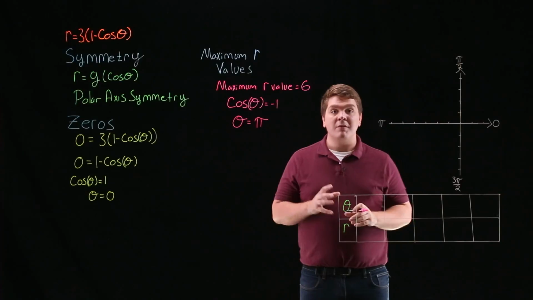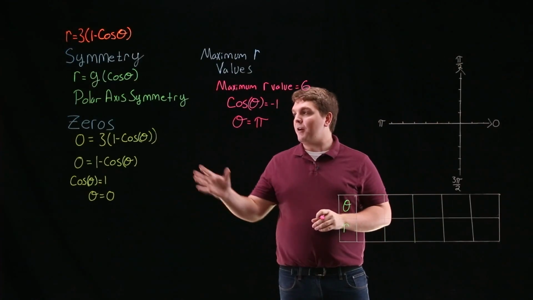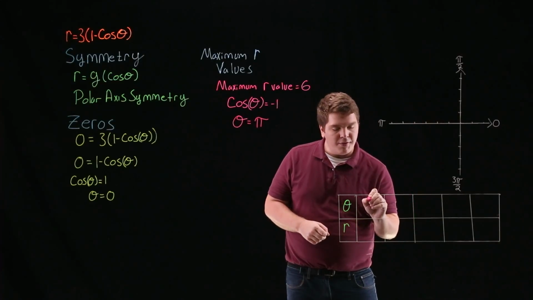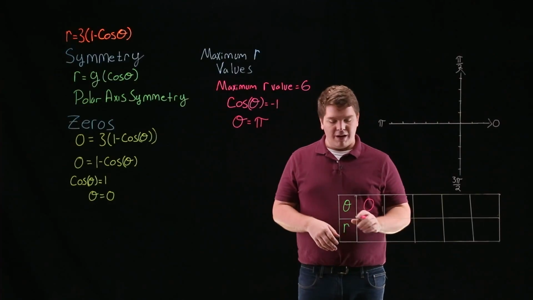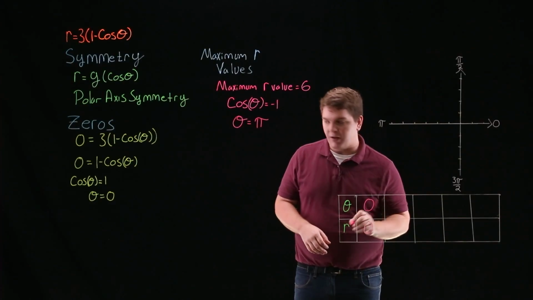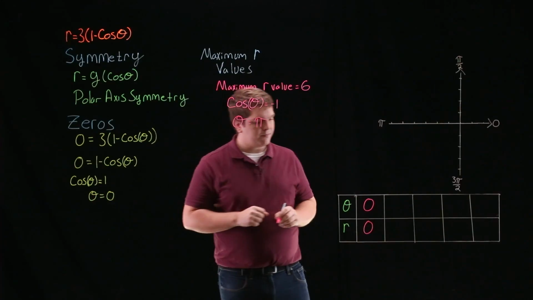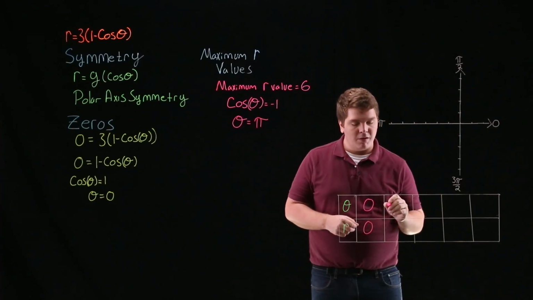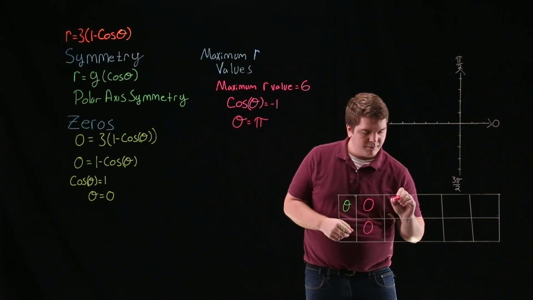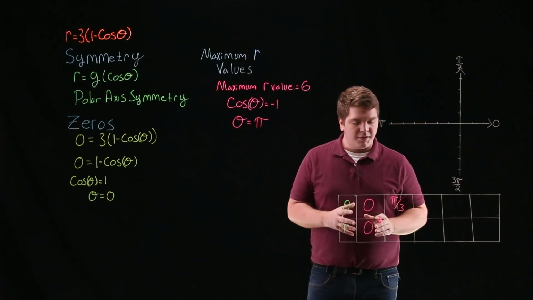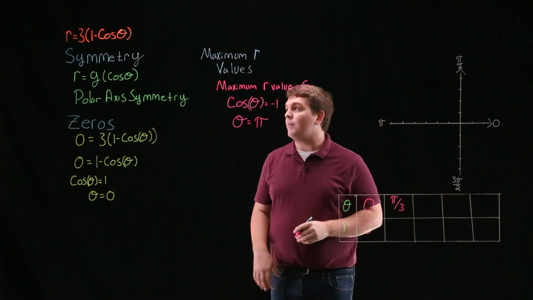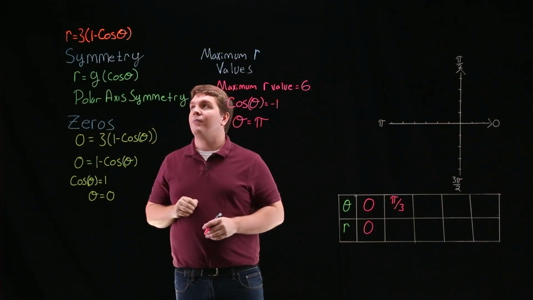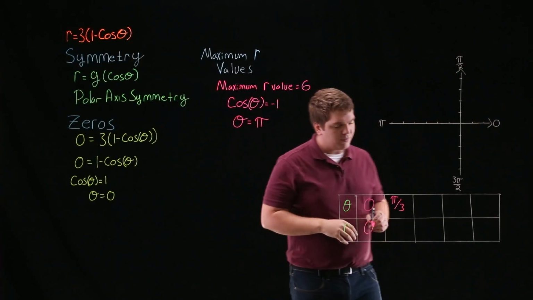Now, the next thing we want to do is try to sketch our graph, but really we only know 2 points. So we want to go ahead and plot a couple more points. We know that when theta is equal to 0, r is also equal to 0, and this came from our zeros. Next, let's plot a point between 0 and pi over 2, say pi over 3. If we substitute pi over 3 into r, we'll have r is equal to 3 times 1 minus cosine of pi over 3, which ends up being 3/2, or 1.5.